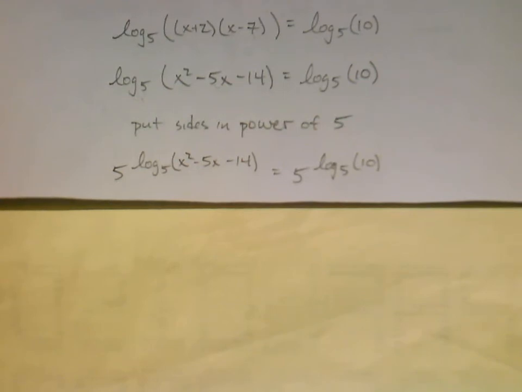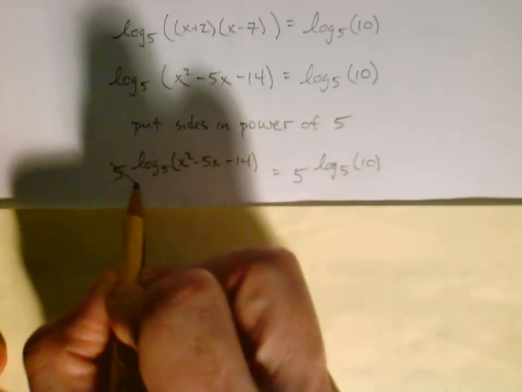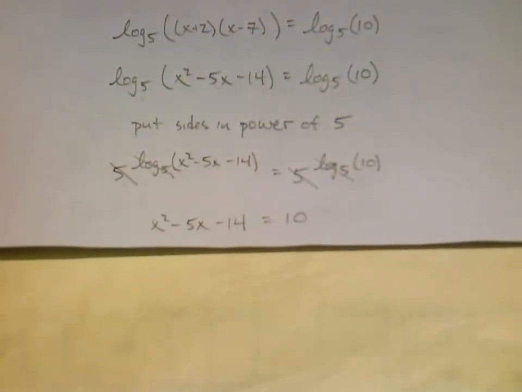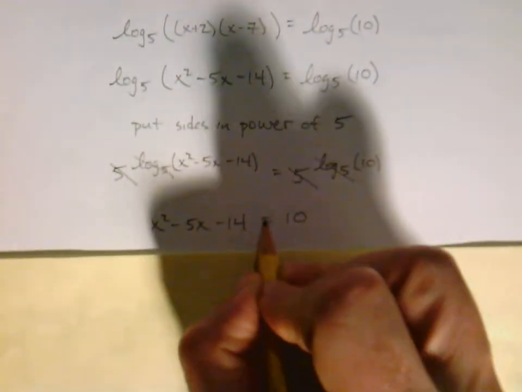Why do we do this? Well, because the exponential with base 5 cancels with the log base 5, and it actually does it on both sides. So our next line is x squared minus 5x minus 14 equals 10. All of those logs canceled out.